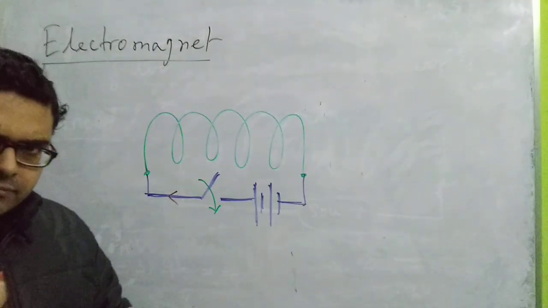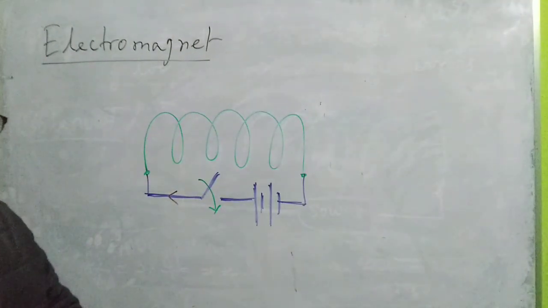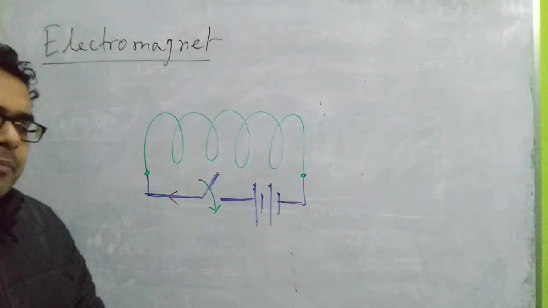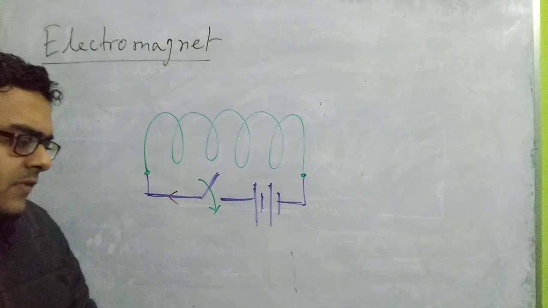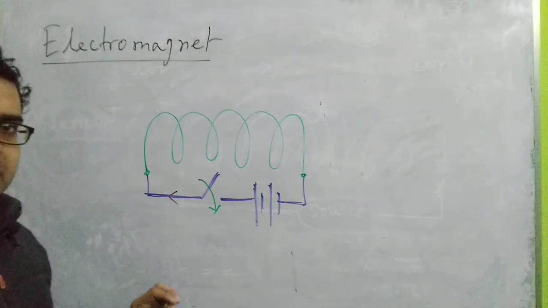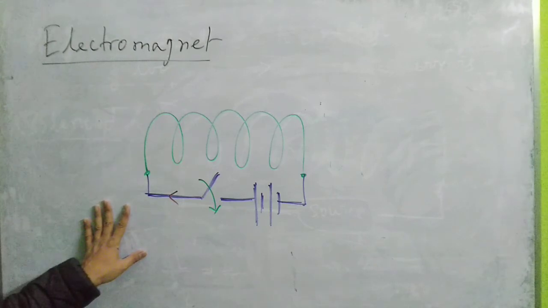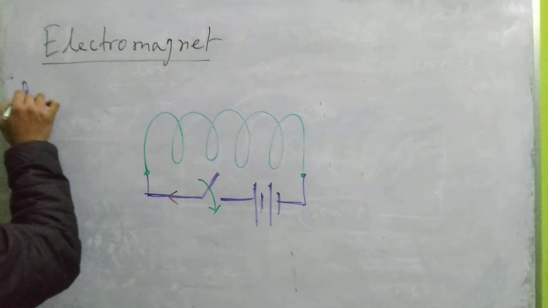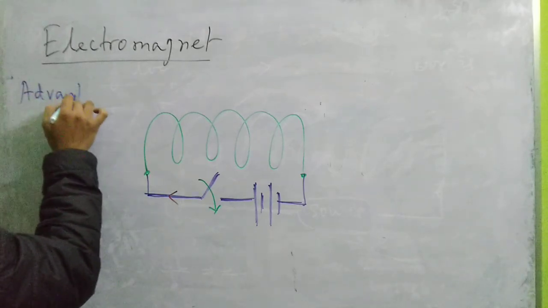A permanent magnet is a natural magnet. It can be natural or sometimes it is also made artificially. Whatsoever, if I compare a permanent magnet with this kind of electromagnet, what are the advantages? First of all, if I say what are the characteristics or advantages of this electromagnet, let us come to the first point. Advantages of this electromagnet.